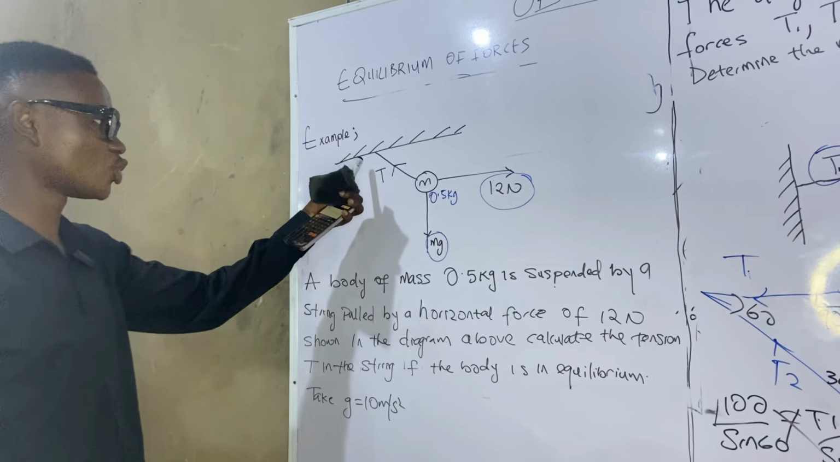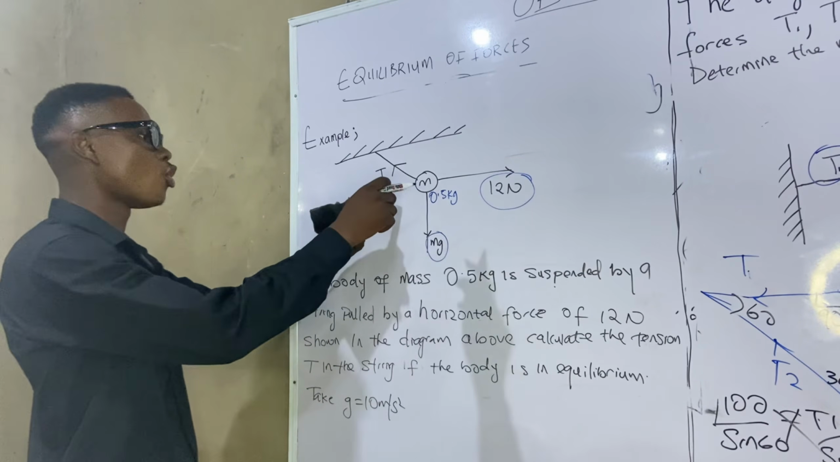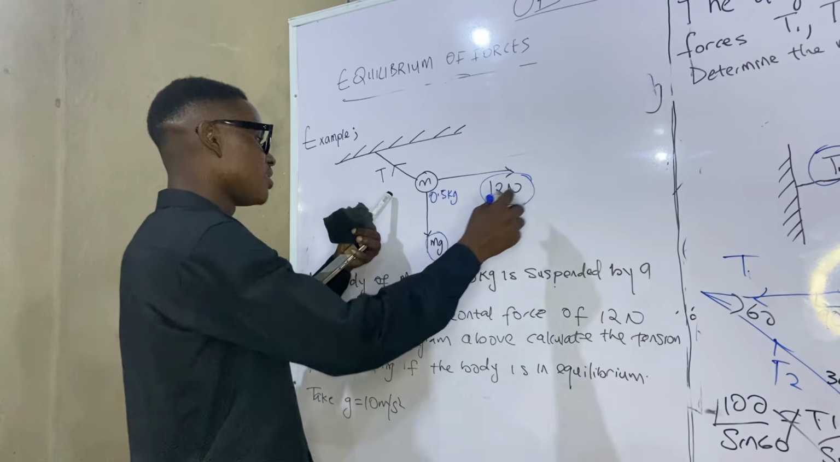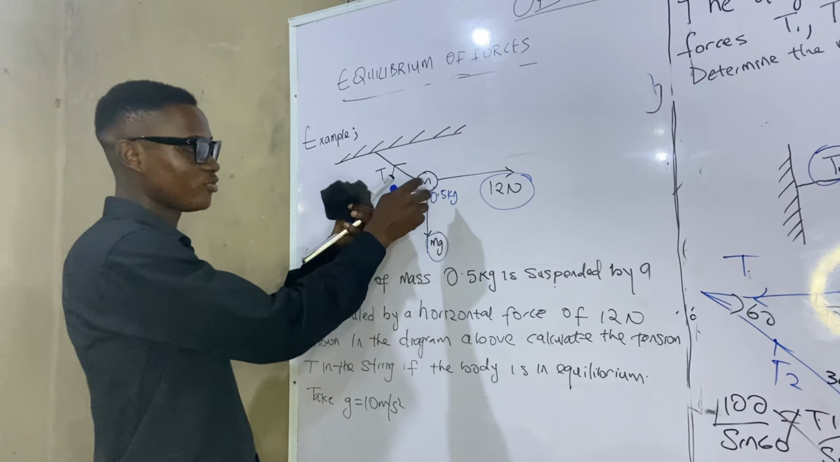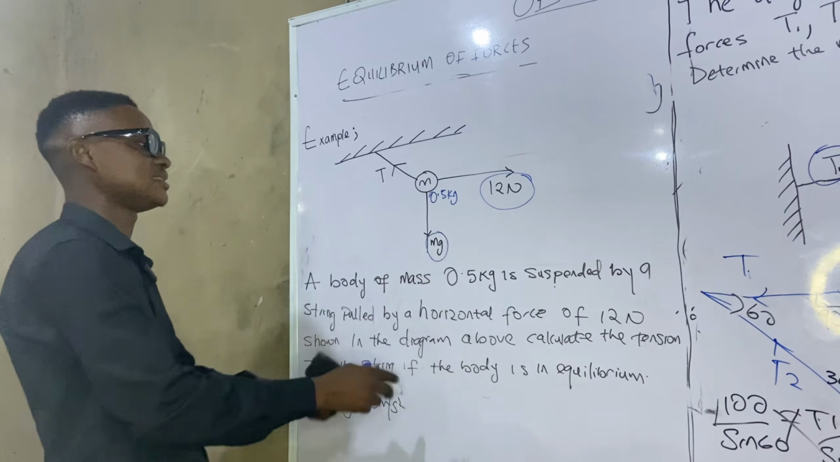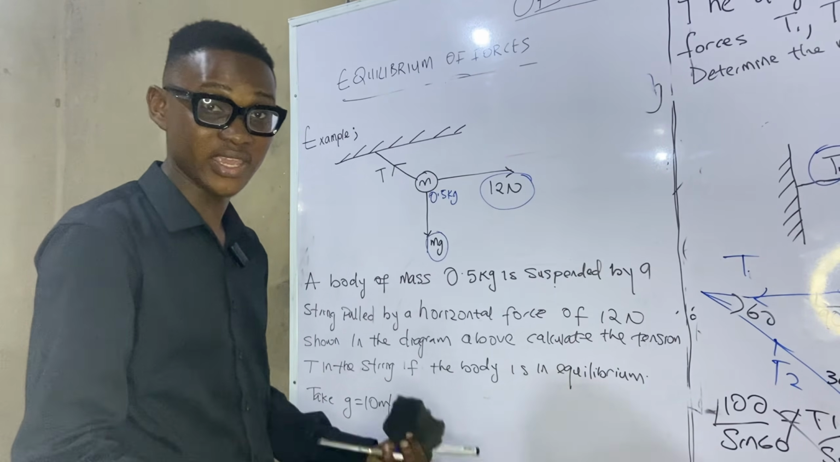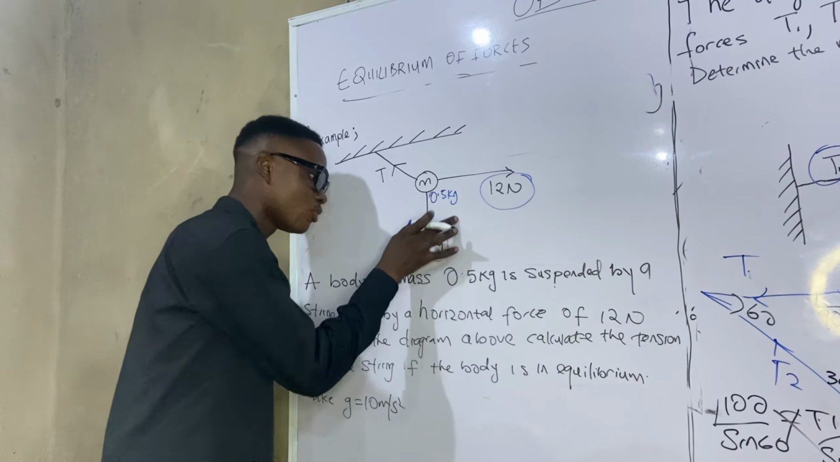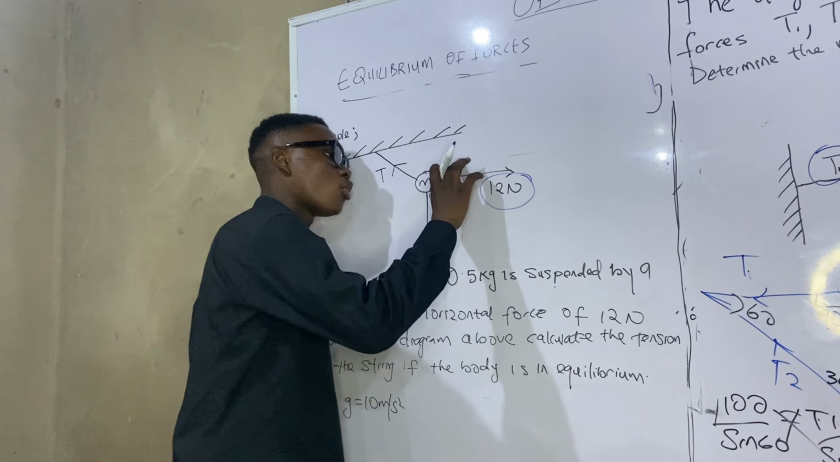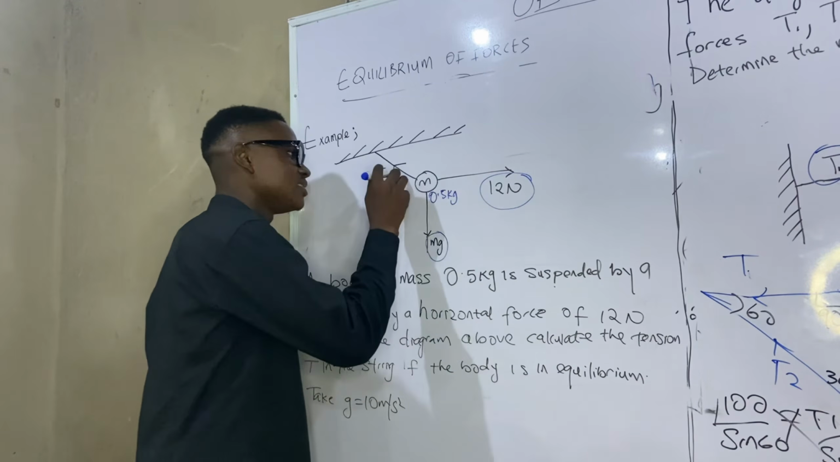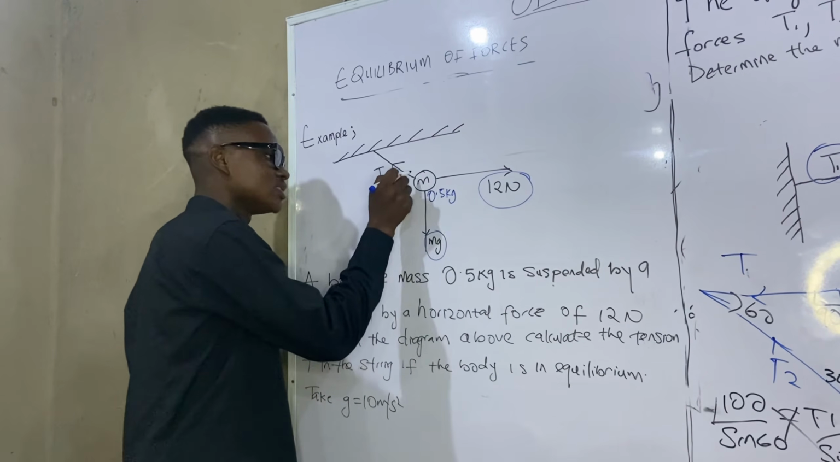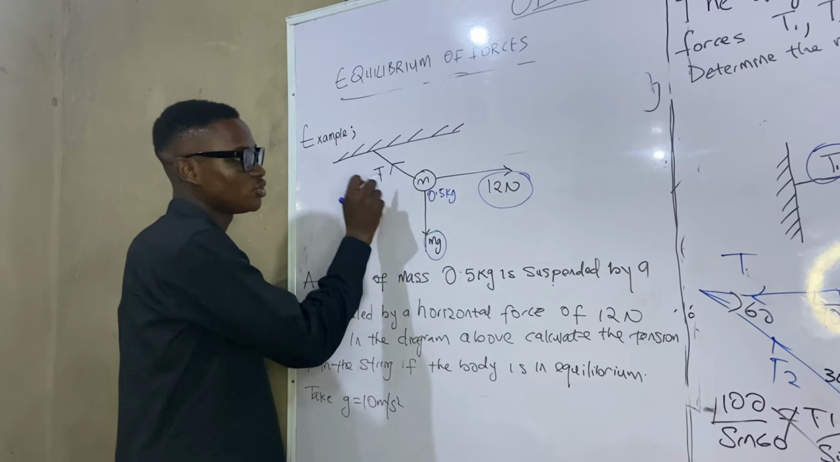This is the string that is suspending this mass. This horizontal force is pulling it like this, while the mass itself, its weight, is acting downwards. So weight too is also a form of force. So the weight acting downwards is a force. There's a horizontal force pulling it here, and this string too is suspending it, so it's applying a tension to this mass.